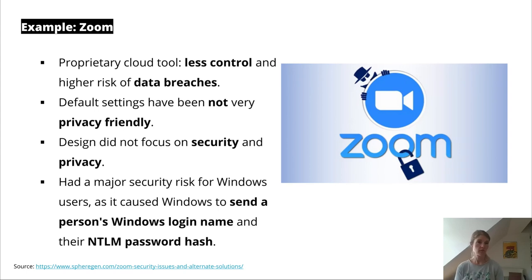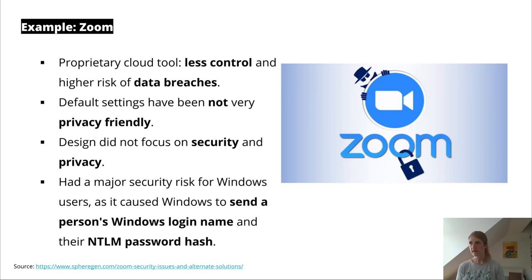For example, the one for Windows users where the linking caused Windows to send the person's Windows login name and their NTLM password hash, which made it possible to access almost everything. And that's a big security risk. It's a risk not only for personal data of participants, it's also a risk for the company's business secrets, which are accessible on the computer or the device of the user of Zoom and things like that. So Zoom bombing had been an issue, of course, but there are so many more things.